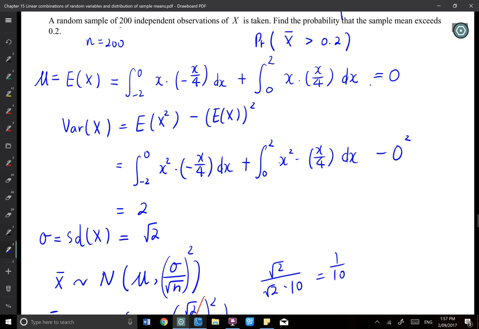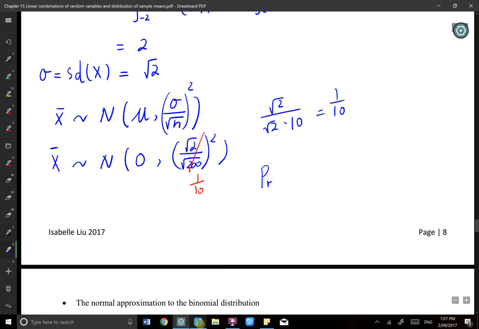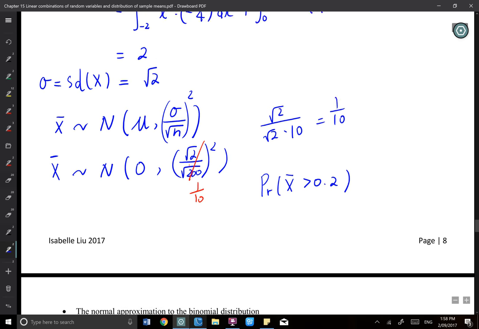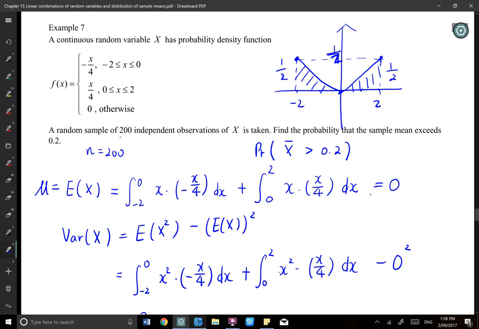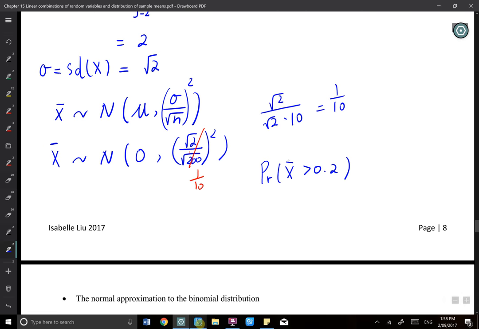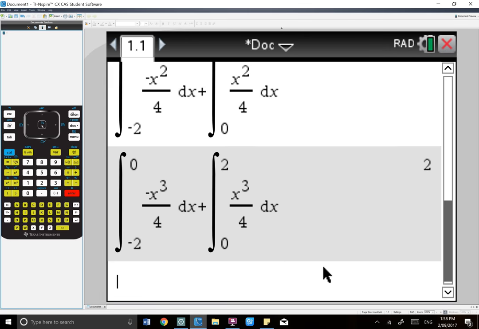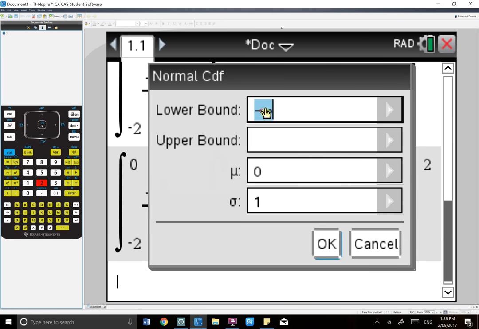So what am I trying to find? I'm trying to find the probability that x bar is greater than 0.2. Okay, that's the question asking. Find the probability that the sample mean exceeds 0.2. So it's the probability x bar greater than 0.2. That equals the integral from 0.2 to infinity with mu 0 and standard deviation 1 divided by 10, right?